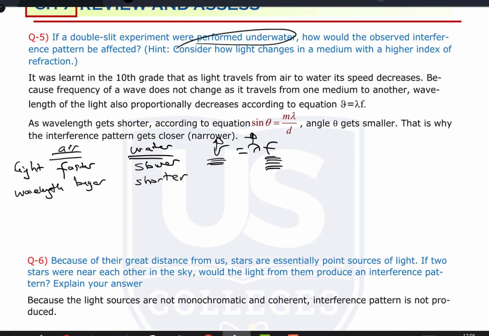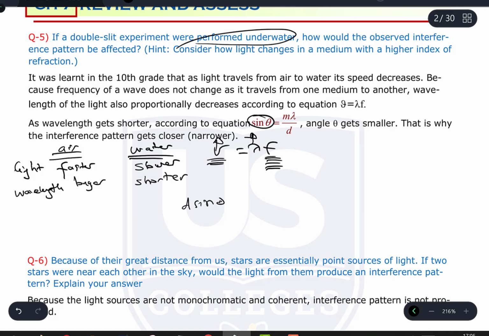What happens to the interference pattern? Many questions ask about what happens to the interference pattern. Questions about theta: how does this theta change? So we know the sine theta equation. Sine theta is equal to m times lambda over d. If you want to check how theta is affected, you should simplify this. So sine theta is going to be m lambda over d.